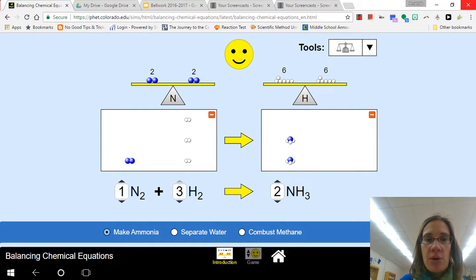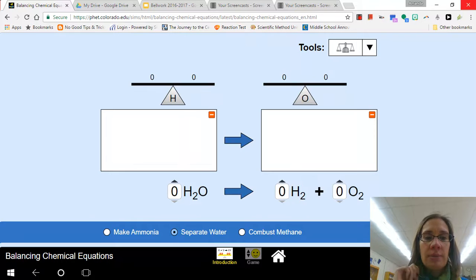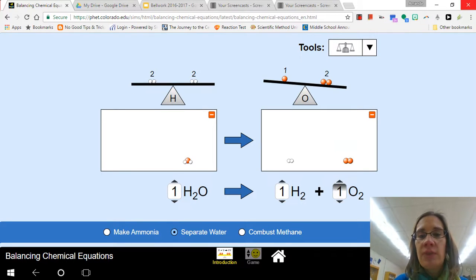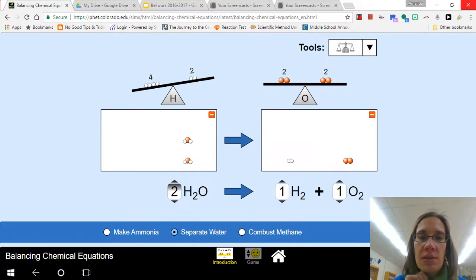Once you've completed that, you can go to the next one, separate water. So here we are going to separate water. I'm going to add a coefficient to each side, see what we have. It looks like the hydrogen are already balanced, so I'm going to just focus on the oxygen. I've got 1 oxygen on the reactant side. I've got 2 oxygen on the product side, so I need to balance that. According to step 3, I need to put a coefficient on the side that has fewer, so I'm going to add the coefficient to the reactant side.